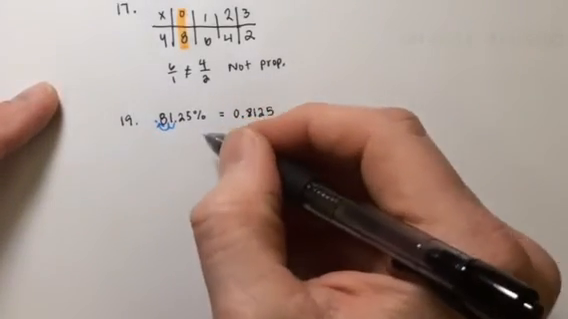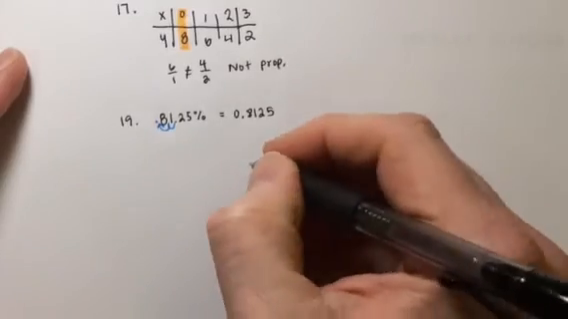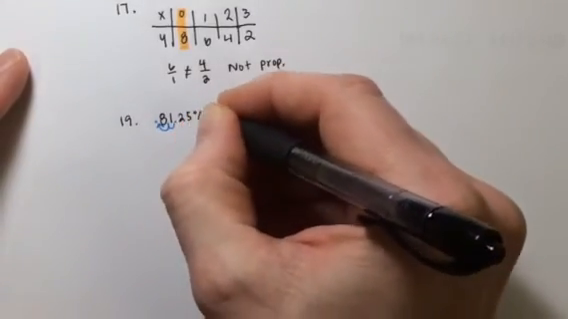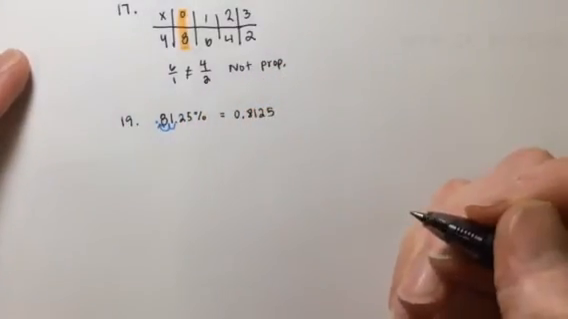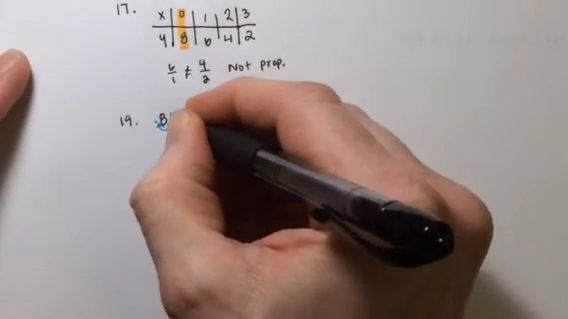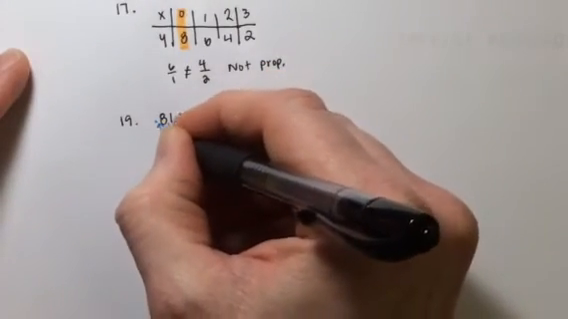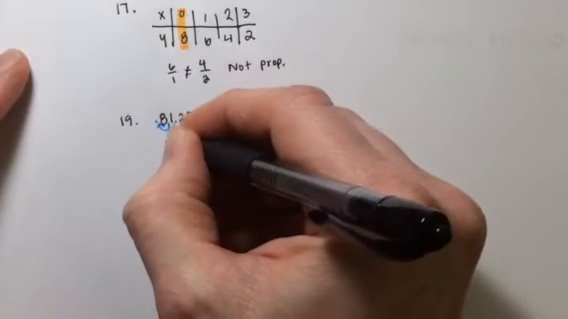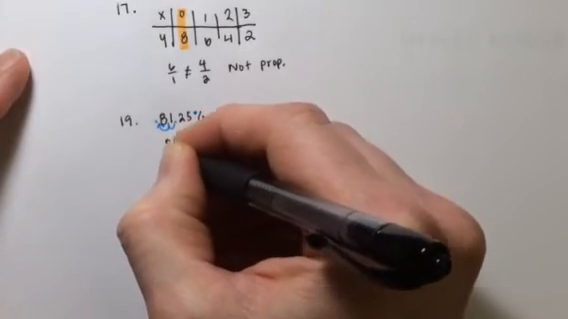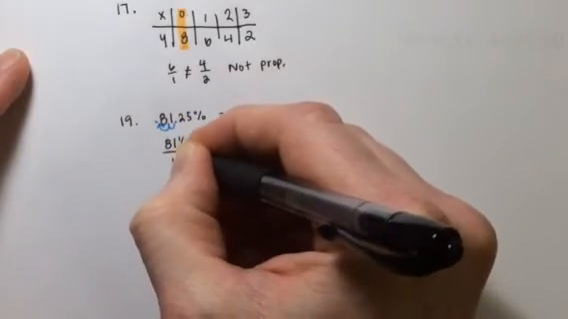All right, fraction, a little trickier here. There's a couple ways to do this. This is how I'm going to do it. I know that the word percent means over 100. And I know that 0.25 is 1/4. So I'm going to rewrite this. This is 81 1/4 over 100.